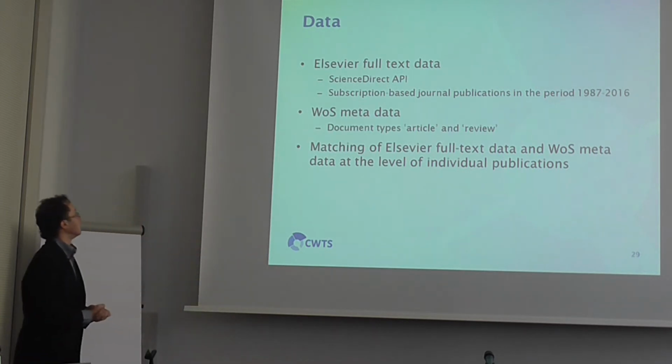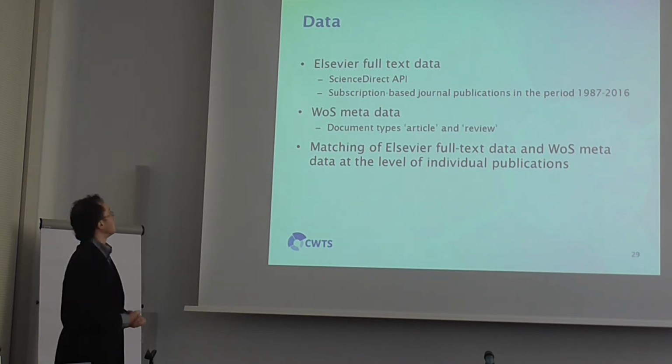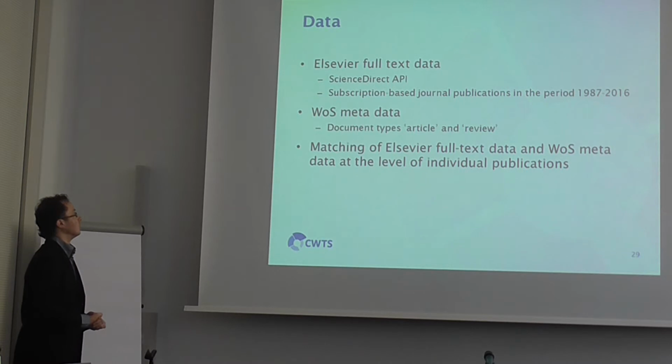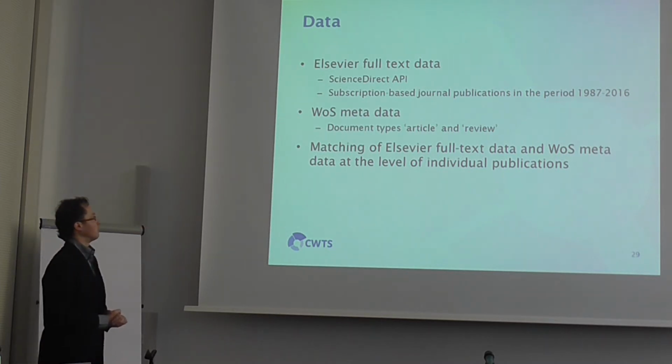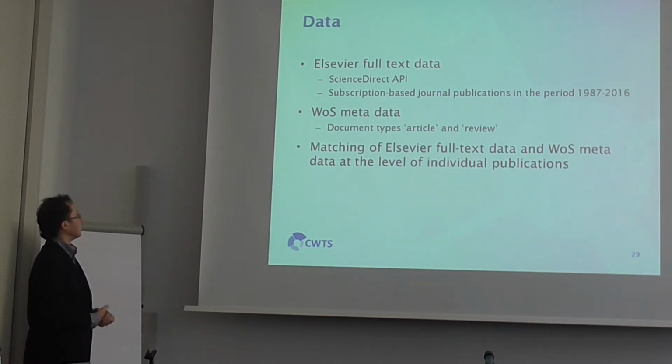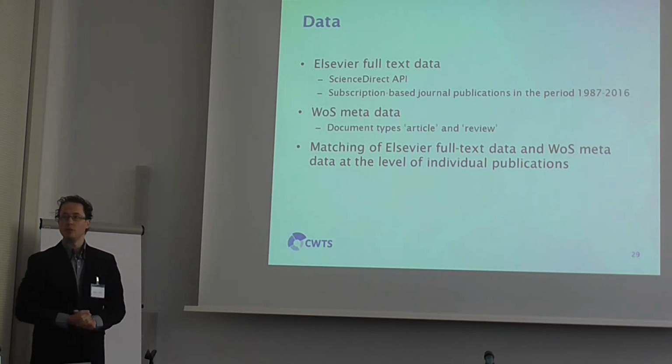So this is the data that we have used. Elsevier provided us with access to the Science Direct API, and using this API we are able to collect all subscription-based journal publications for the past 30 years. For Web of Science, we have filtered on the document types article and review, and then we have matched those publication sets at the level of individual publications.